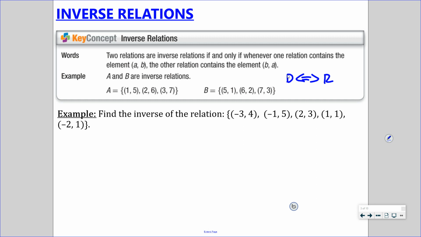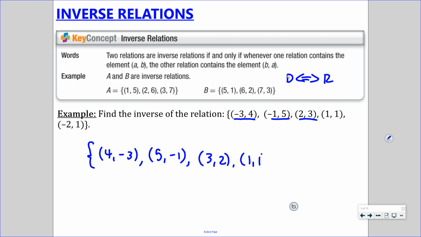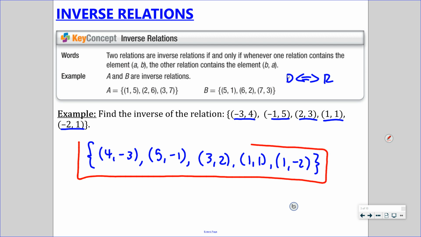Okay. So here's a relation. It's not an equation. They're just giving me a set of ordered pairs that are part of this relation. It's like a mapping here. They want us to find the inverse of the relation. So the inverse would simply be, we just flip-flop all these points. So negative 3, 4 is going to become what? 4, negative 3. Yep. That would be its inverse. X and y flip-flop. Negative 1, 5 becomes 5, negative 1. 2, 3 becomes 3, 2. What about 1, 1? 1, 1. Negative 2, 1 becomes 1, negative 2. If I write this in set notation, with those fancy brackets, this right here would be the inverse.